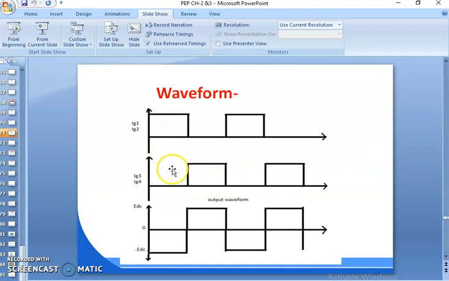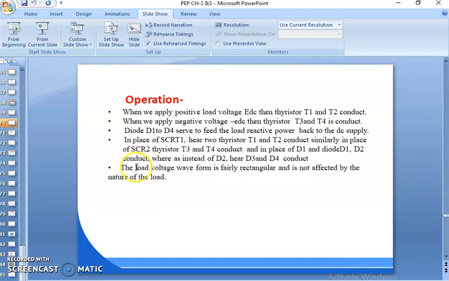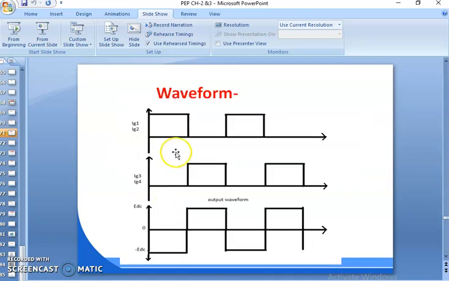Then the waveform of the load voltage. The load voltage waveform is fairly rectangular and is not affected by the nature of the load. This one is the gate pulses waveform, that is IG1, IG2 gate pulses marked here. These are the positive gate pulses given here for triggering thyristors T1 and T2. This one is the negative gate pulses waveform given here. There are IG3 and IG4 gate pulses marked here.